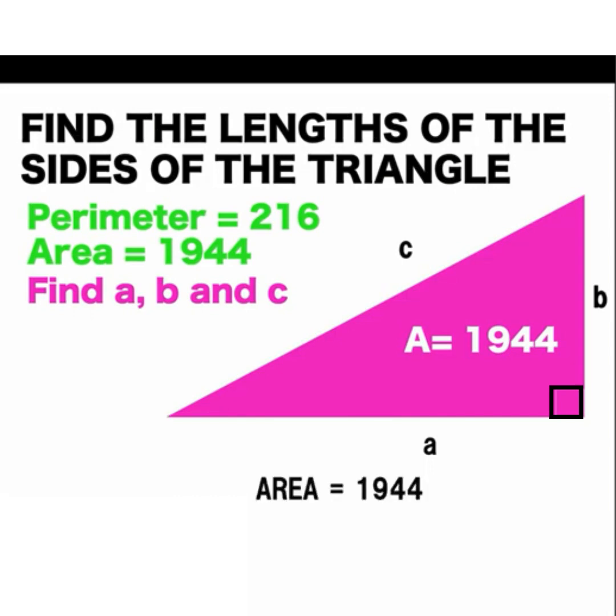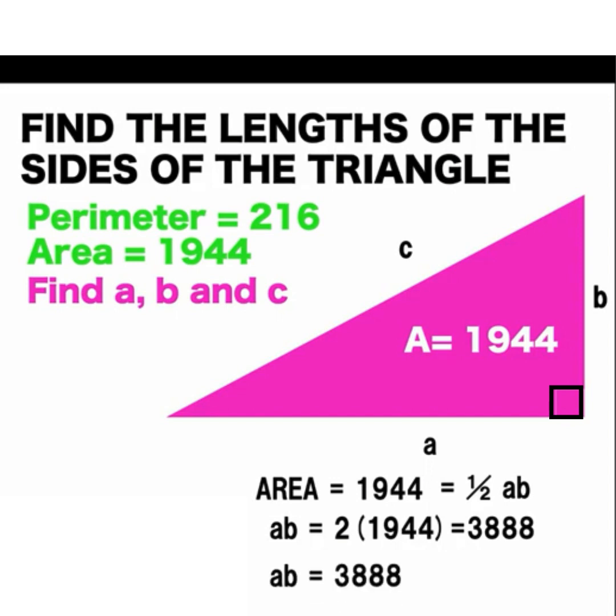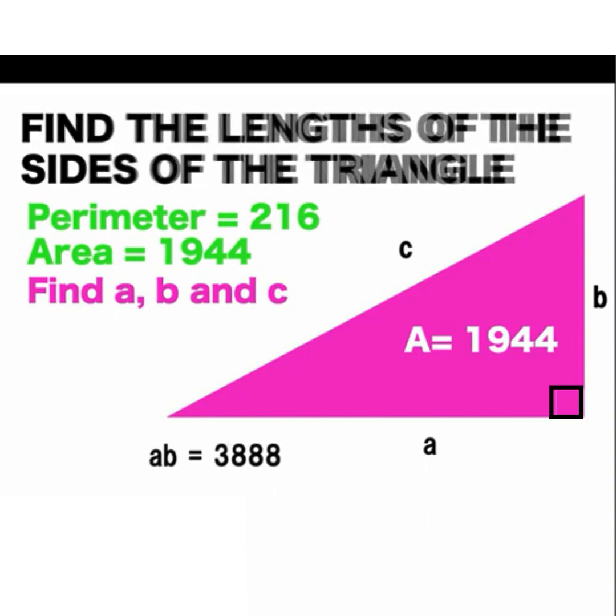It is given that the area is 1,944 square units. And since the formula for the area of a triangle is 1/2 base times height, then we now form this equation. Multiplying both sides by 2 to solve for AB, we found that AB is equal to 3,888 square units. Let's remember this value.